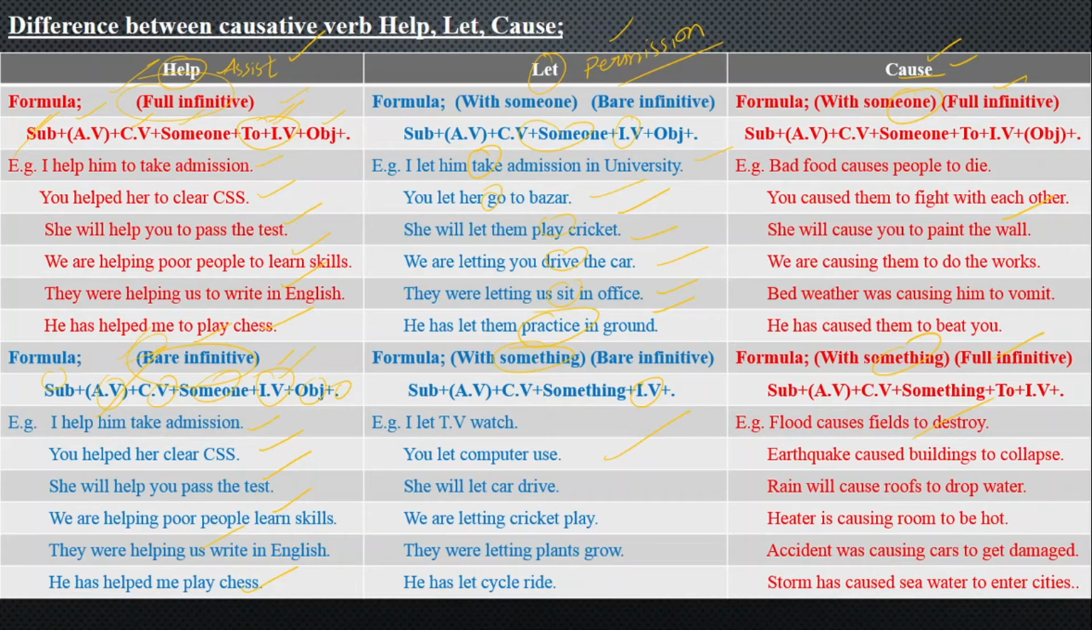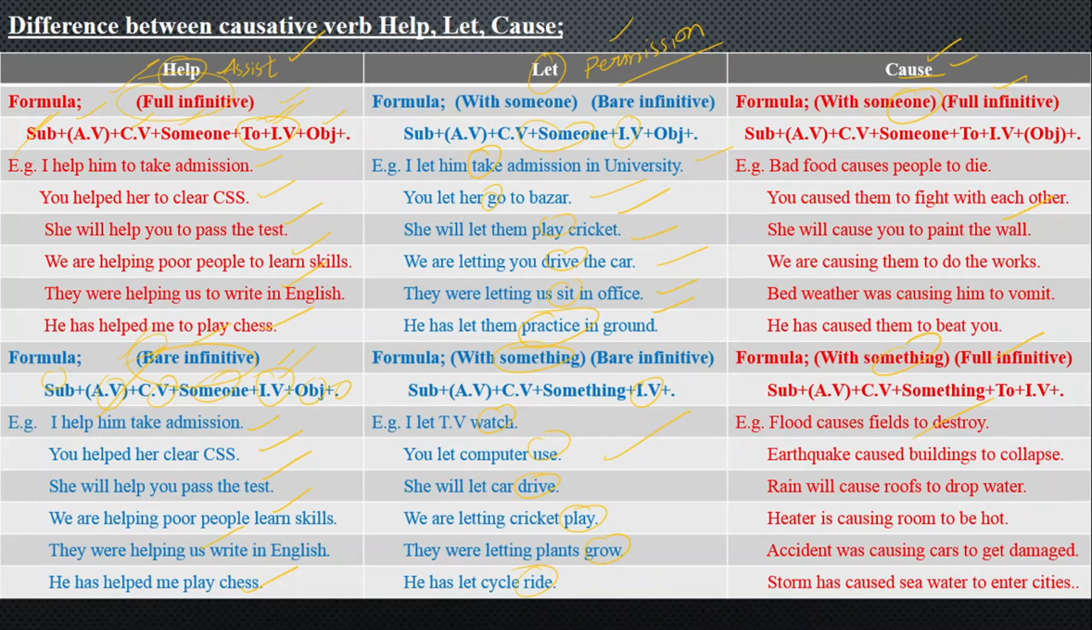Now with something, again the formula will be the same. I let TV watch. You let computer use. She will let car drive. We are letting crickets play. They were letting plants grow. And he has let cycle ride. Now I have seen "let him come", not "let him to come".